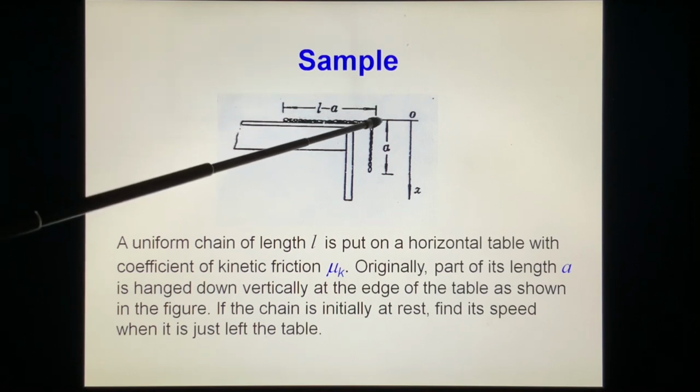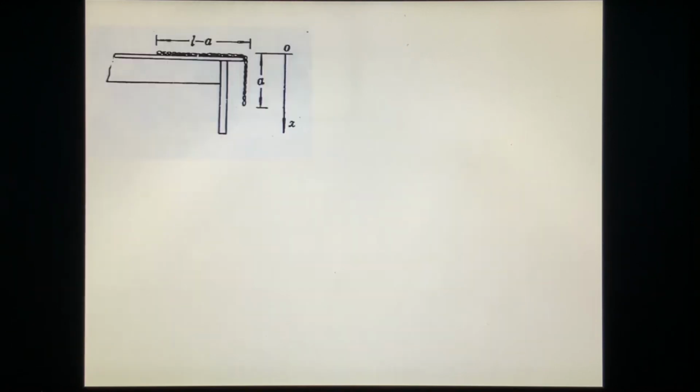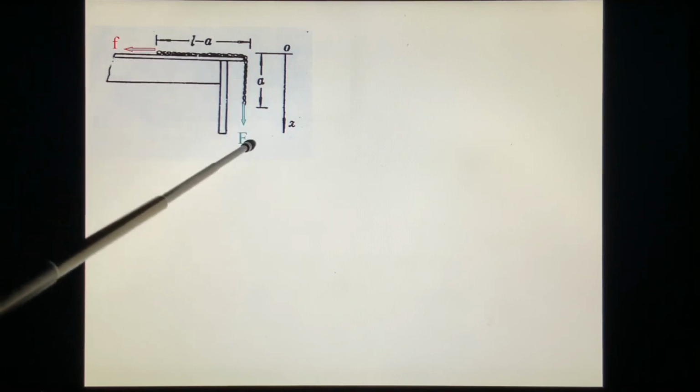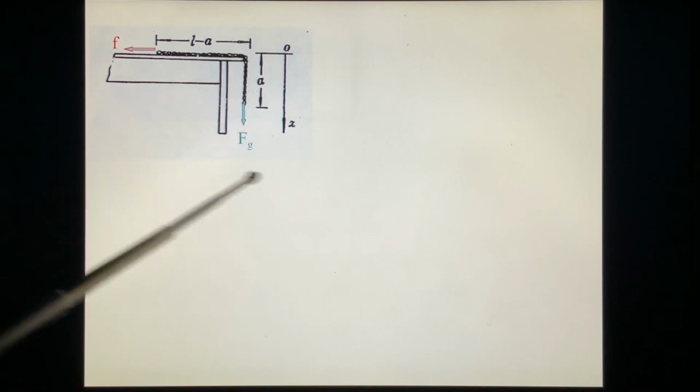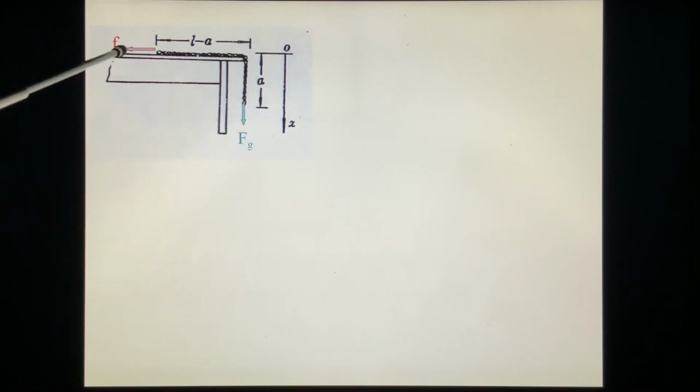This end is at this end, just left the table. This is a pretty hard question because every moment, everything changes. We look at the forces acting on the chain. One is friction force, which depends on the length of this chain on the table. Also, we have gravitational force, which depends on the length of the part held vertically, which changes all the time. So the motivation gets bigger and bigger, the friction gets smaller and smaller while it's falling down.